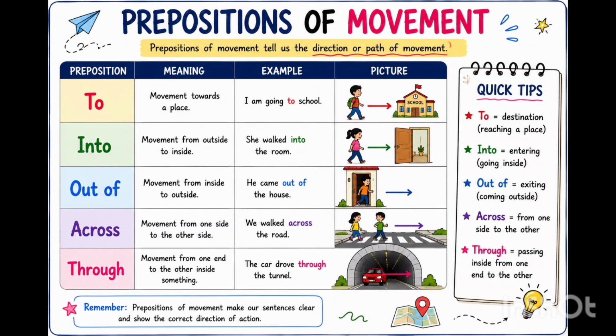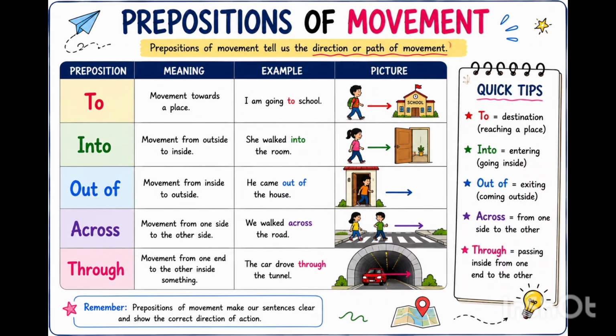Out of. Out of means moving from inside to outside. For example, he came out of the house. Across. Across means moving from one side to the other side. For example, we walked across the road. Through. Through means passing inside something from one end to the other. For example, the car drove through the tunnel.